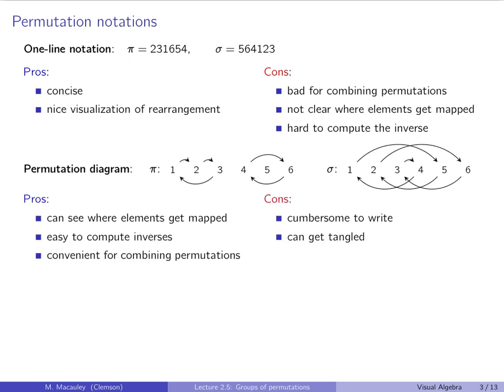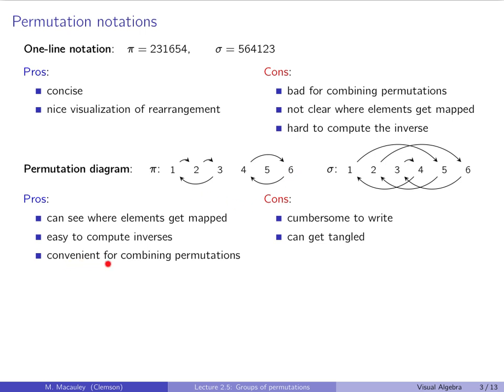For a permutation diagram, here are those same permutations. So this one here, sigma, 1 goes to 5, 2 goes to 6, 3 goes to 4, etc. So pros are you can see where the elements get mapped. It's pretty clear. Where does 4 get mapped to up here? You just look at it. It's easy to compute inverses. Just reverse the arrows. That's the inverse.